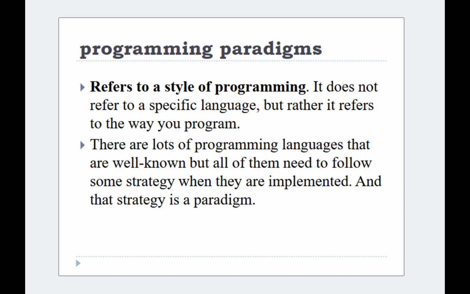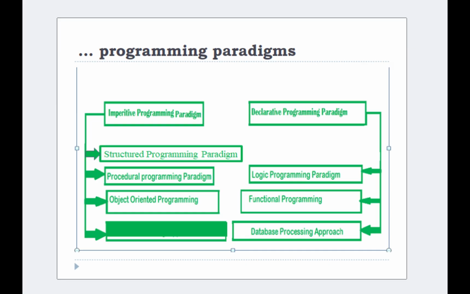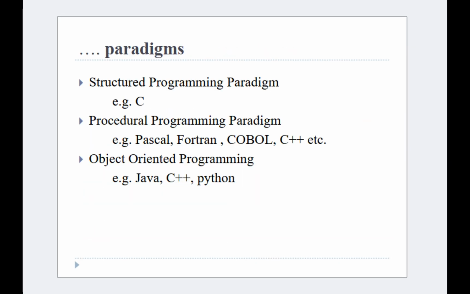Programming paradigm refers to a style of programming. It does not refer to a specific language, but rather to the way you program. There are lots of programming languages that are well known, but all of them need to follow some strategy when they are implemented. That strategy is a paradigm. Programming paradigms: structured programming paradigm, e.g. C. Procedural programming paradigm, e.g. Pascal, Fortran, COBOL, C++, etc. Object-oriented programming, e.g. Java, C++, Python.